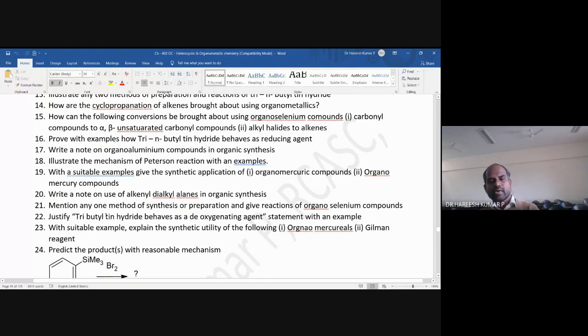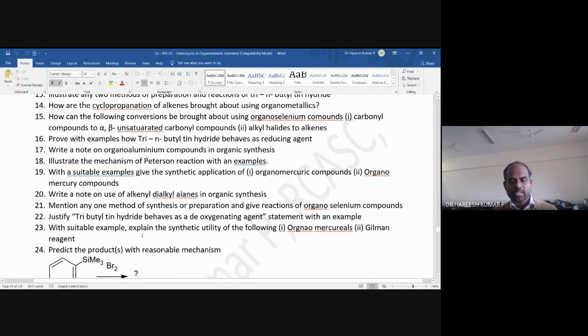Justify that tributyl tin hydride behaves as a deoxygenating agent. So that means maybe you just mention the role of tributyl tin hydride, its application. So a deoxygenating agent means removal of oxygen. How the tributyl tin hydride will act to remove oxygen from the substrate. That you have to explain with an example.